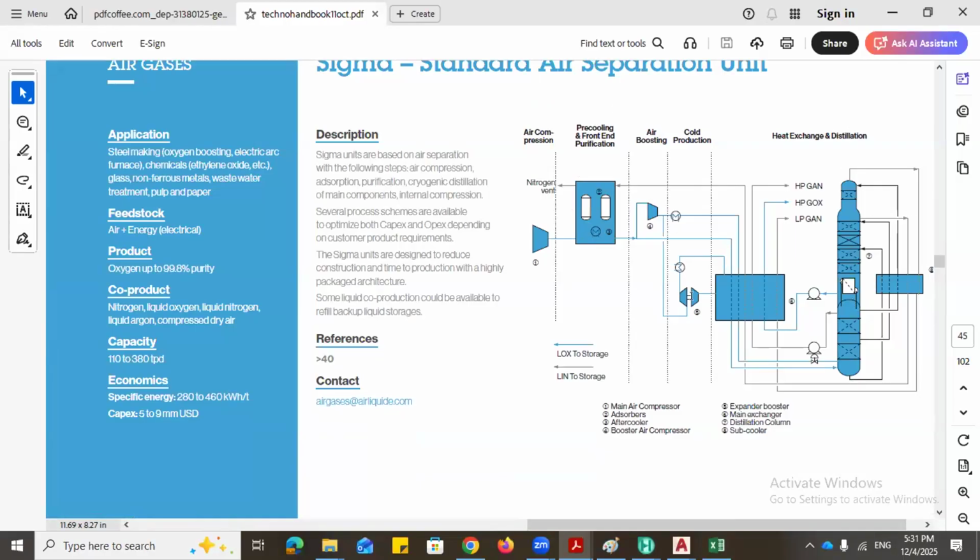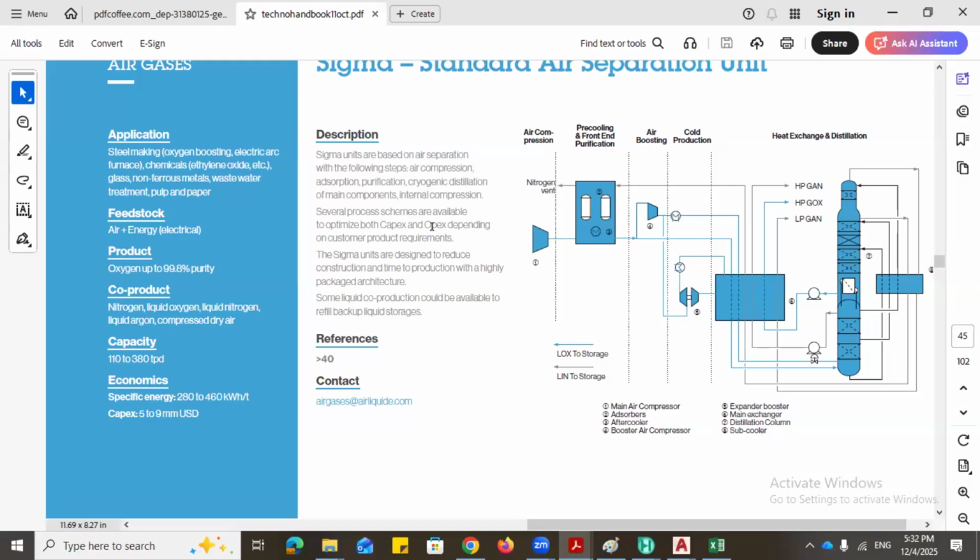Now, maybe if we are doing a conceptual design, the first thing we will take note of is we must know the expected capacity of the plant from the client. Maybe the client wants to be producing... okay, fine. We must know the expected capacity of the plant.